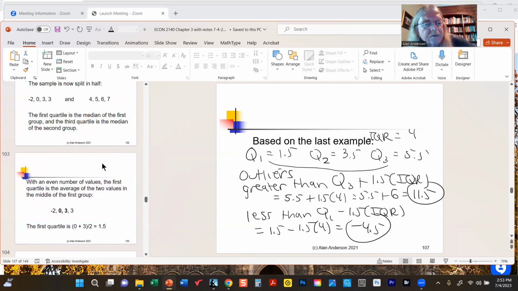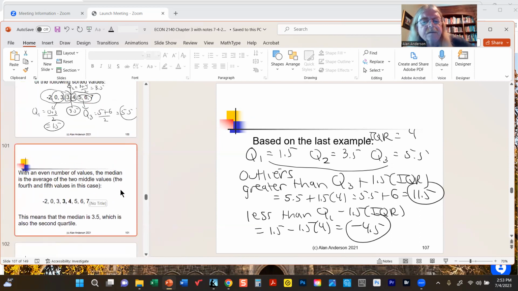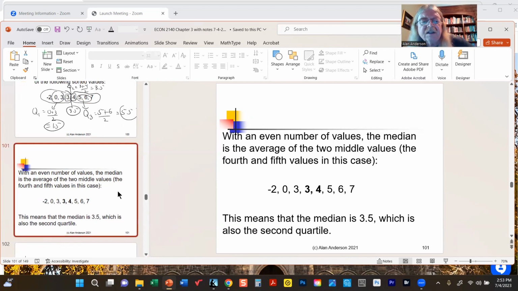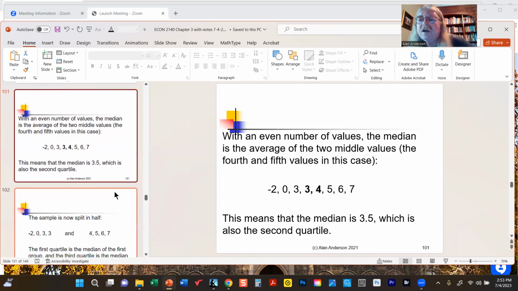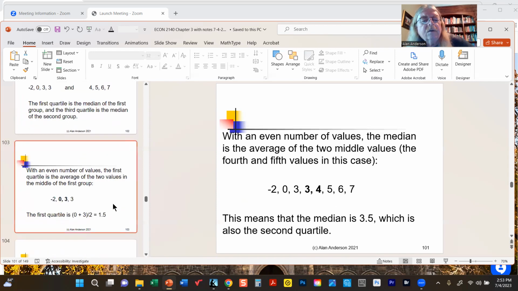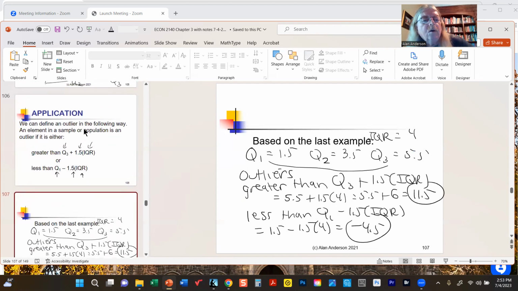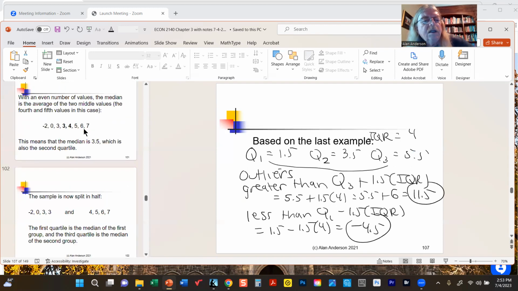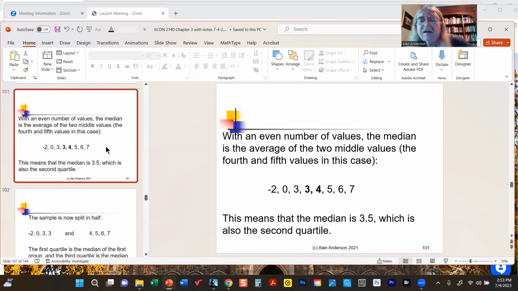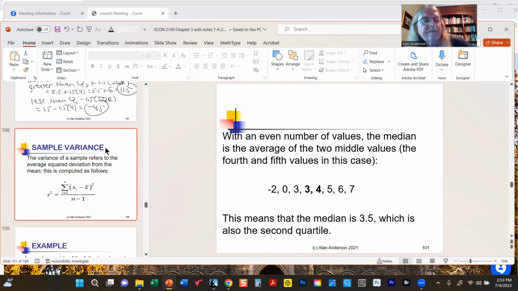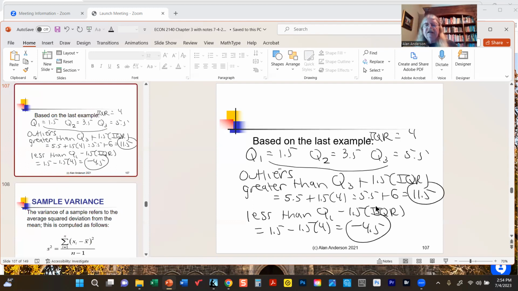Now, we didn't have any of those. You can see the numbers are all between -2 and +7. So there were no outliers in this data. But if that 7 had been, let's say, a 12, well, then we would have had an outlier, because the upper limit is 11.5. Or if this -2 had been -5, that would have been an outlier. All right, so there you go. So we have some value from this. These quartiles are helping us define and identify what does and does not count as an outlier.